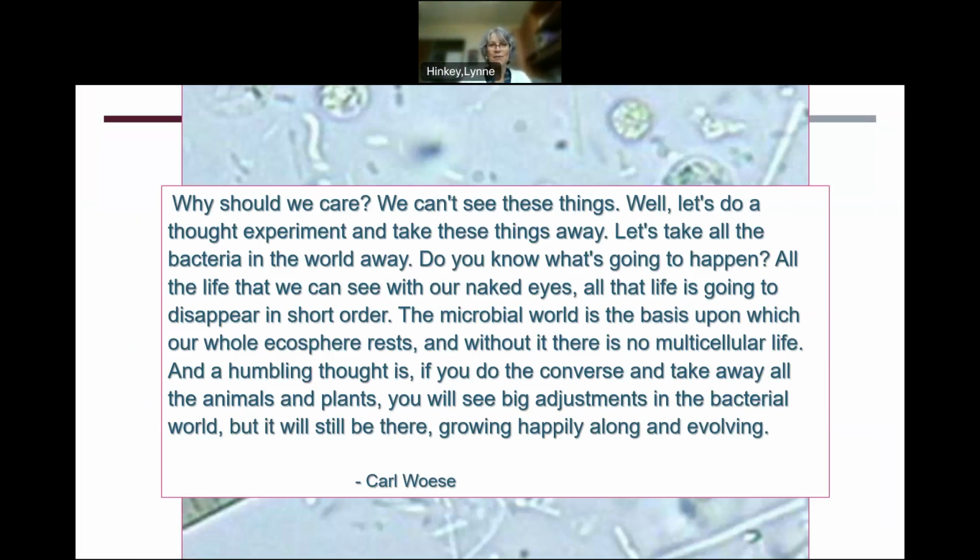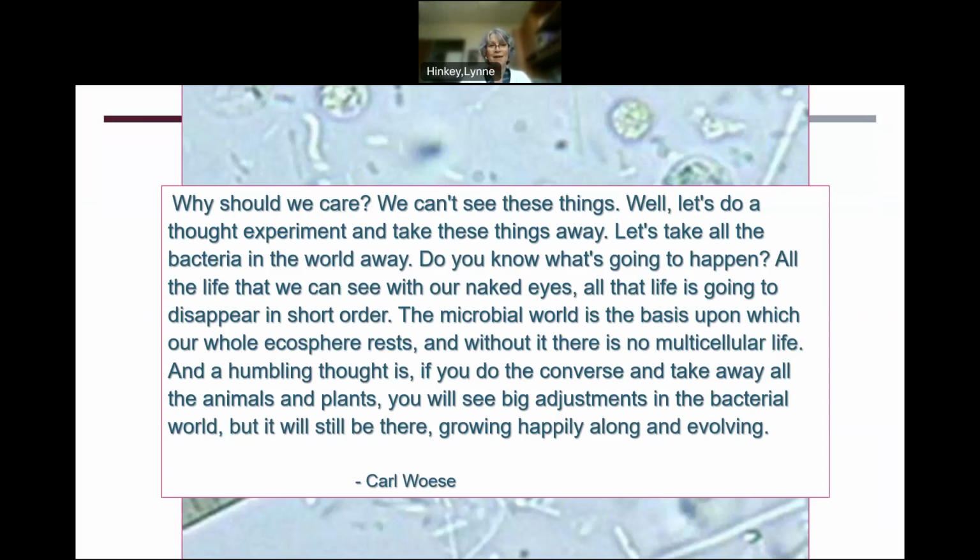Well, let's do a thought experiment and take these things away. Let's take all the bacteria in the world away. Do you know what's going to happen? All the life that we can see with our naked eyes, all that life is going to disappear in short order. The microbial world is the basis upon which our whole ecosphere rests. And without it, there's no multicellular life.